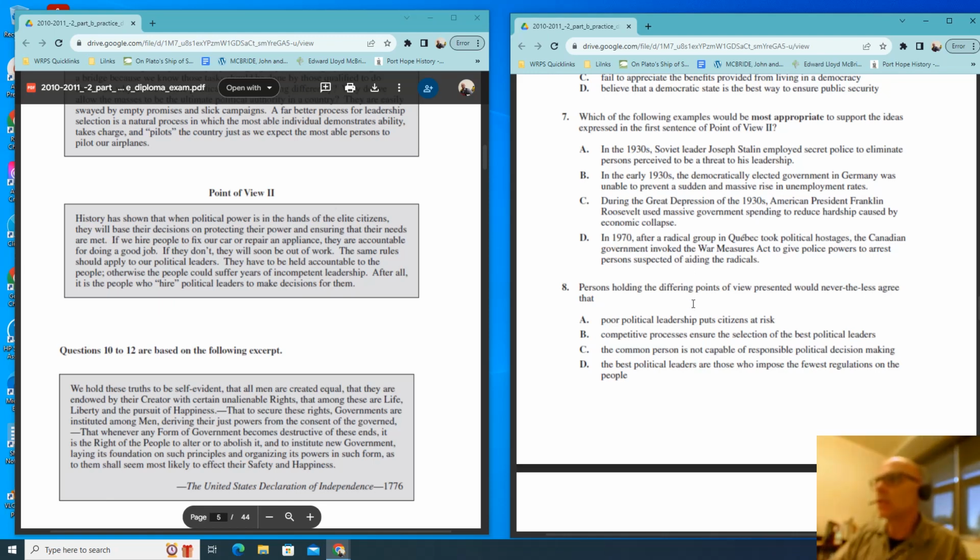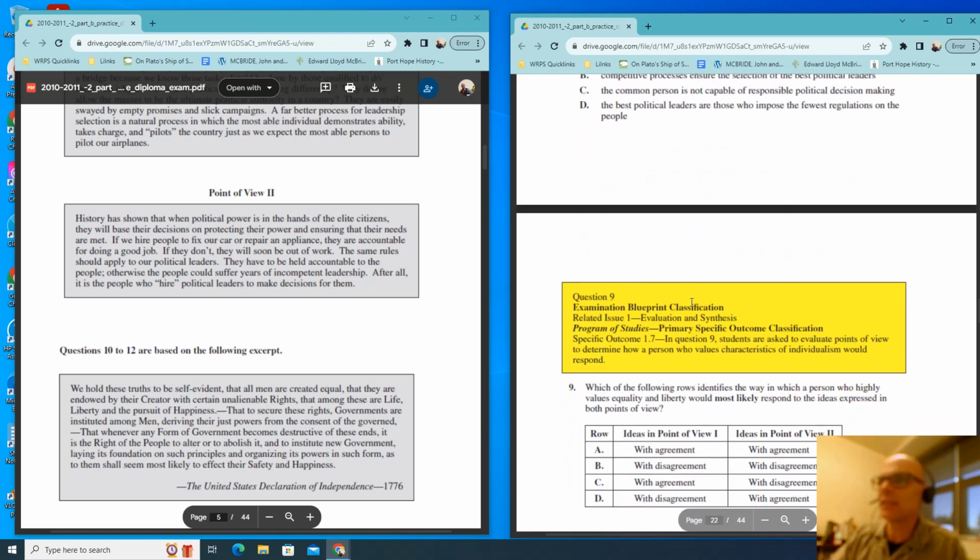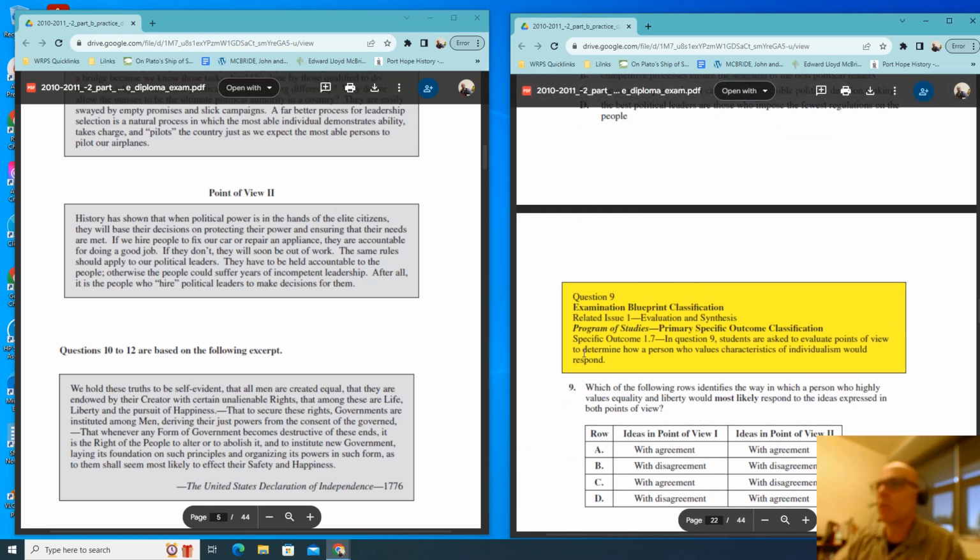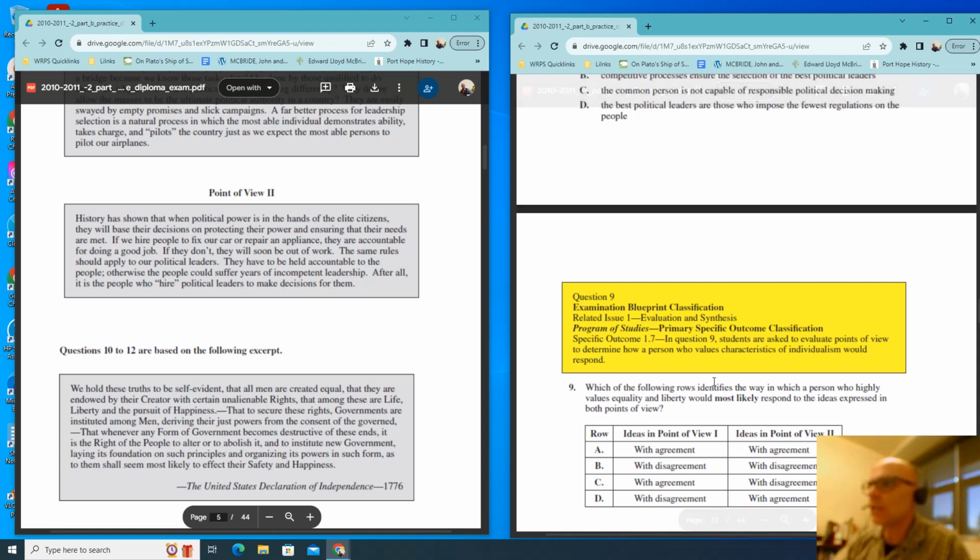The best political leaders are those who impose the fewest regulations. They don't talk about regulations. That's not the theme at all. So now we're going to move on to number 9. Which of the following rows identifies the ways in which a person who highly values equality and liberty would likely respond to the ideas expressed?